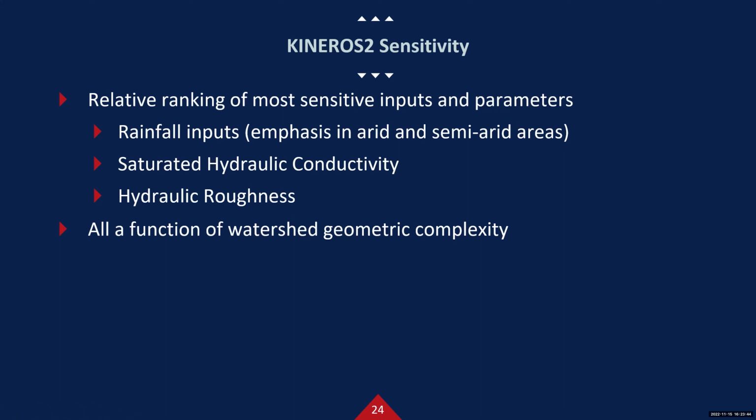Now, this may not matter in a design storm situation because it's specified, but in a real world situation, if you don't get the rainfall right, you can't expect to get any good predictions. Next are things you can have control over in terms of adjusting: the saturated hydraulic conductivity and the hydraulic roughness. And again, as Phil noted, these are all a function of watershed geometric complexity. But if you don't want to play around and turn a lot of knobs, these are the two parameters that you'll concentrate on.